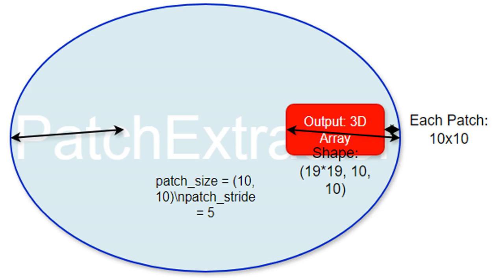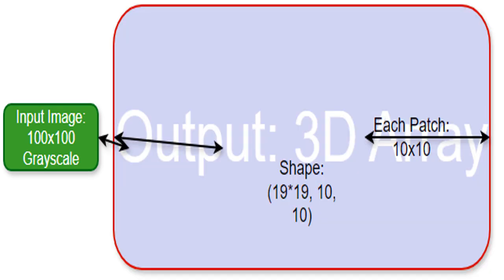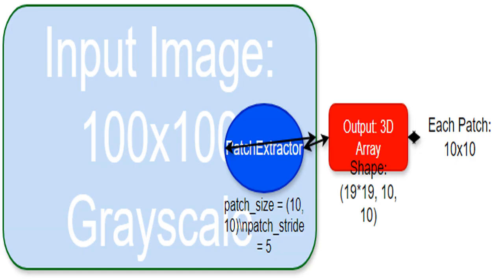The patch extractor gives me back a 3-dimensional array. This means that the output is structured with 3 layers of numbers, not just a simple grid. The 3D array's shape is 19 by 19 by 10 by 10. This means I'll get 19 times 19, 361 total patches, each being 10 pixels wide and 10 pixels tall. I calculated this by figuring out how many times my 10 by 10 patch will fit into a 100 by 100 image while stepping 5 pixels at a time. Each patch that I extract will be a 10 by 10 square. This is exactly what I specified using the patch_size parameter. The output is structured in 3 dimensions.